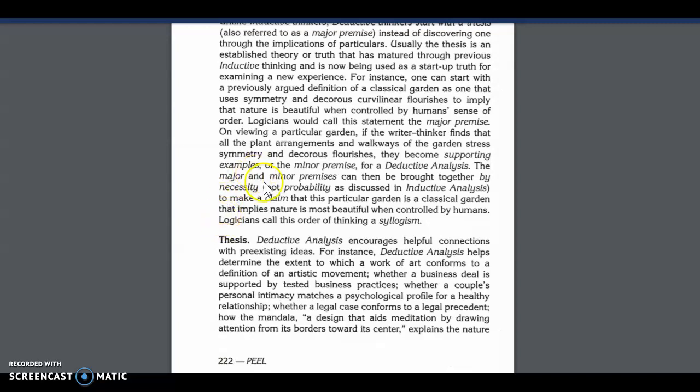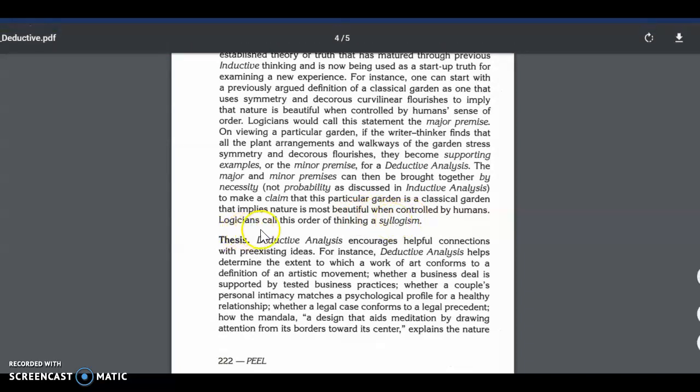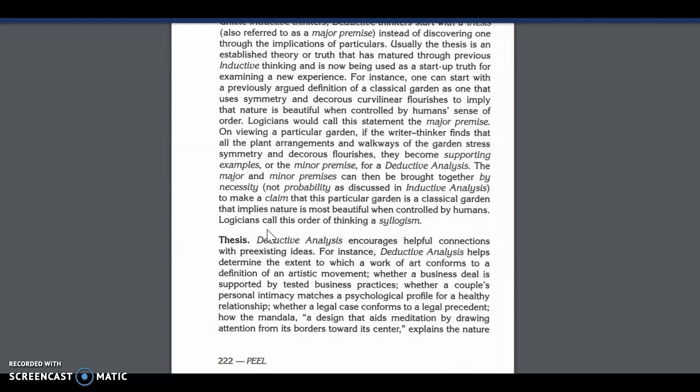Okay, but let's think about this here. Okay, so moving on, to make a claim that this particular garden is a classical garden that implies nature is most beautiful when controlled by humans, logicians call this order of thinking a syllogism. And if you need to return to that, okay, syllogisms were talked about in Lunsford when we talked about deductive reasoning. In essence, when we talk about deduction and deductive reasoning, this is a review.